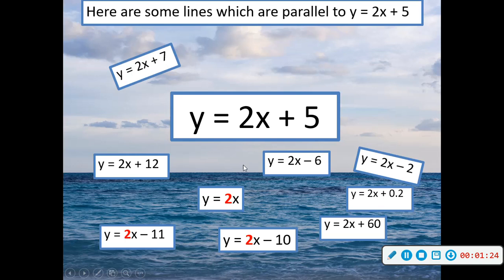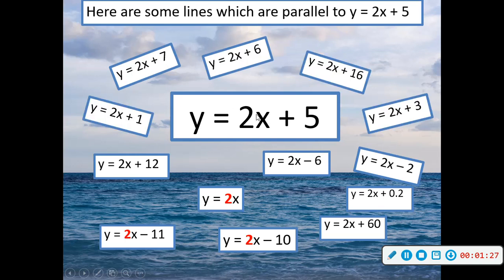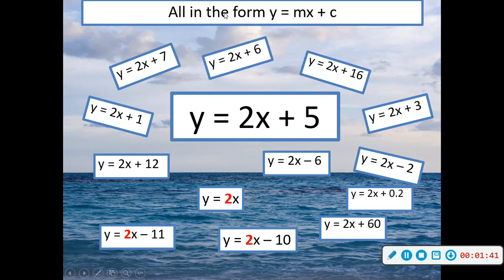These are all lines that are parallel to our big one here in the middle, and they're all parallel because they all have the same slope. Different y-intercepts, but they all have the same slope. You might be saying to yourself, what about this one here? Well, that's 2x + 0, so that's just 2x, but they're all in the form y = mx + c, and we can read off the slope, and the slope is 2 in every one of them. So they are all parallel lines. It's easy to spot parallel lines: they will have the same slope.